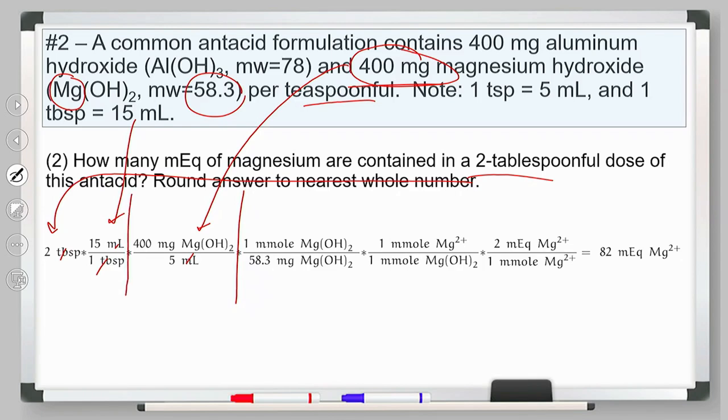Now I want to go from the weight of magnesium hydroxide to the number of molecules of magnesium hydroxide. So let's take its molecular weight and divide by that so that milligrams cancel, and I'm in millimoles. Right? How many magnesiums are in a magnesium hydroxide? 1. So you'll see here, make sure you understand the step here because this will be important later. 1 magnesium for every 1 magnesium hydroxide. And then lastly, since the valence is 2, you get 2 milliequivalents of magnesium for that. So in the end, we get 82 milliequivalents of magnesium for the final amount.